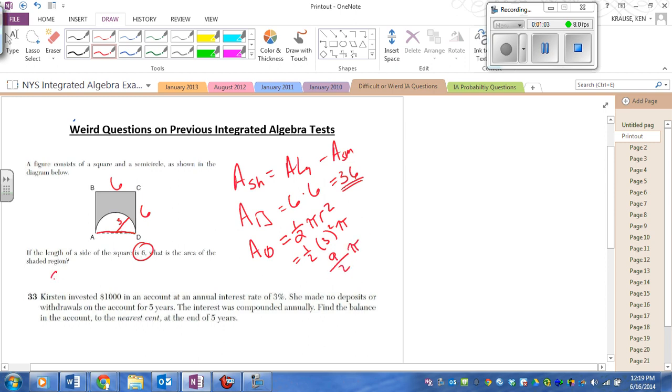So the exact answer is equal to 36 minus 9/2 pi, and the approximate, or the estimated answer would be 21.862. This is if you put it in your calculator. This is just exact.